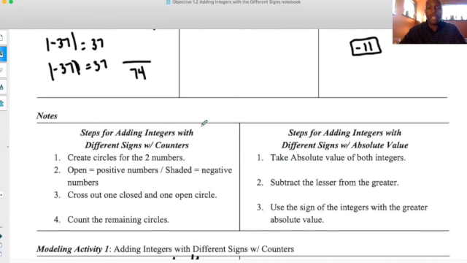First, let's start off by showing you a method with counters. The steps are this. We're going to look at the expression that we're given and the equation that we need to solve. And we're going to say, okay, what numbers do we have?